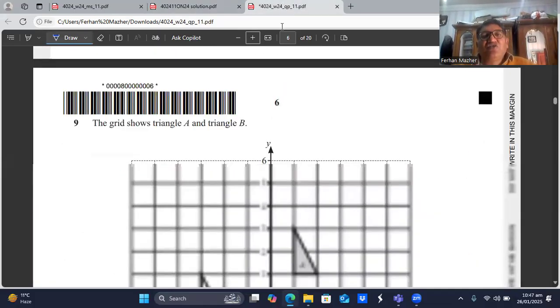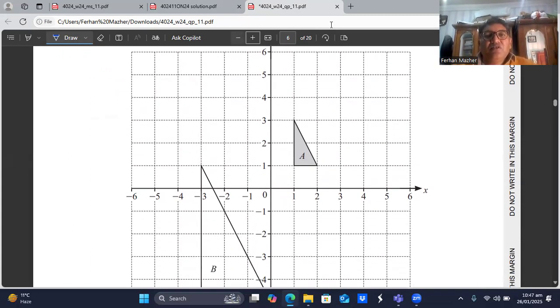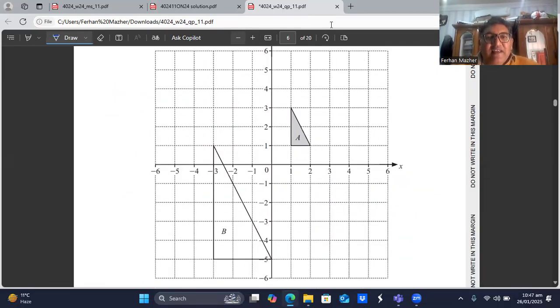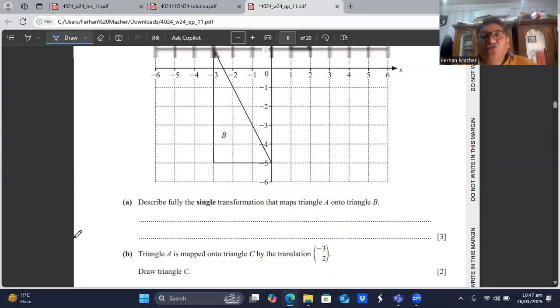The next question on your screen is question number 9. It says the grid shows triangle A and triangle B. Okay, so let me show you. So here we have 2 triangles, and this is the triangle A. It has 3 vertices. Here is the triangle B. It also has 3 vertices. You can see the triangle B is larger than the triangle A. The shape is same. Describe fully the single transformation that maps the triangle A onto triangle B.